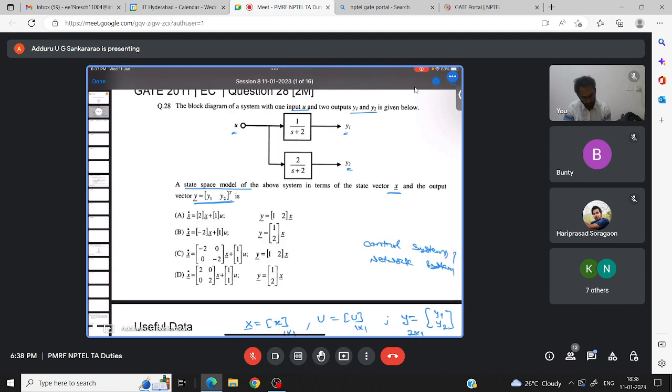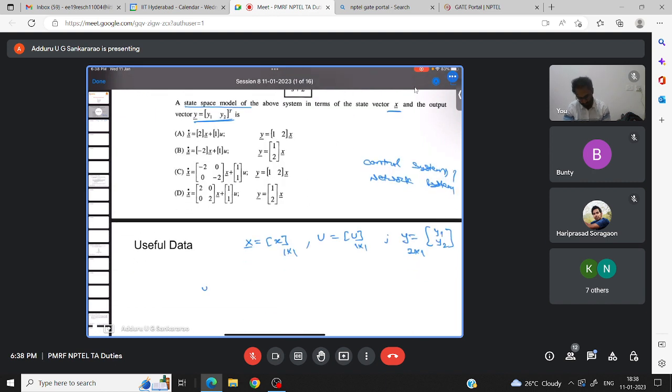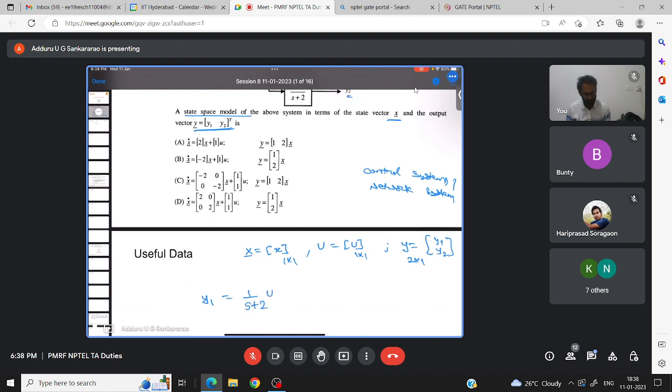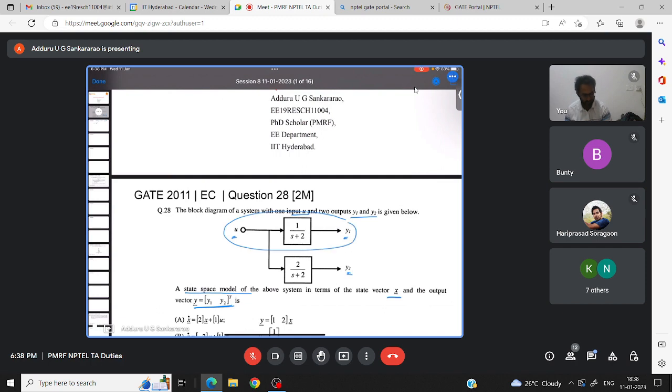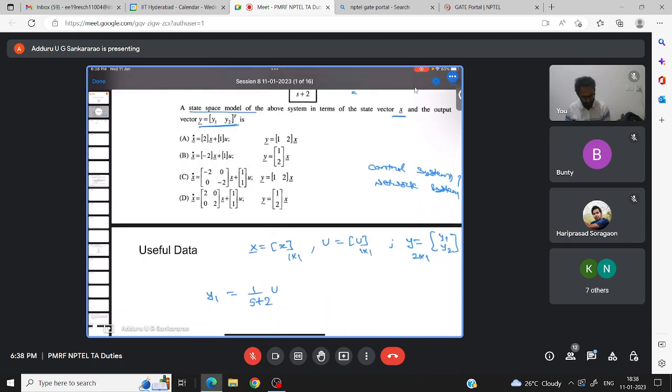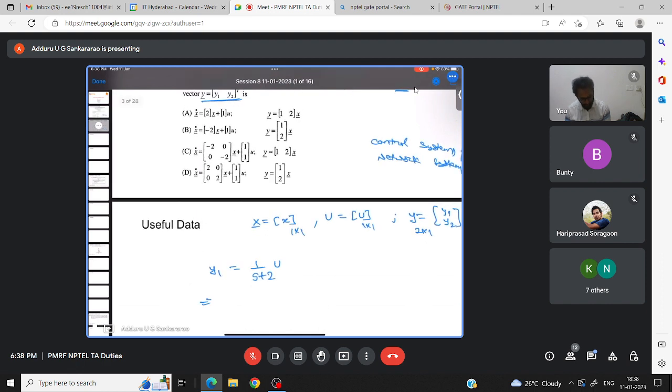Now you take from here, y1 is 1 by s plus 2 into u, right? From here you can see s y1 plus 2 y1 equals u. That means actually you have to take it in this form, then take the inverse Laplace transform.